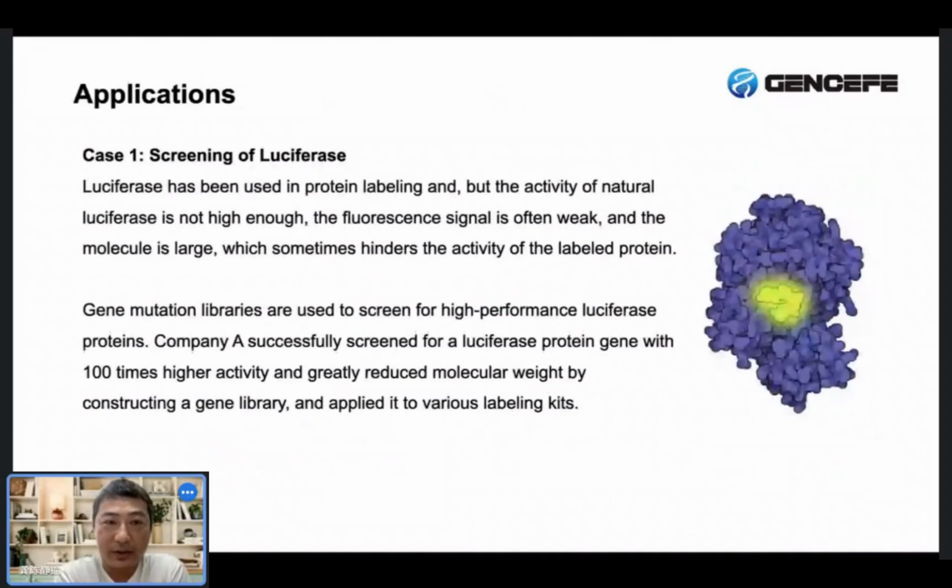So here is an example of the use of a mutant library to modify an enzyme. Here is luciferase. Luciferase is widely used in kits to track protein movement in cells. Previously, the wild type of this enzyme was very weak. It gave very weak signals in the experiment. There's a company that tried to make mutant libraries and did a large-scale screening of this protein, and finally they got a mutant luciferase, which has 100 times higher activity, and with reduced molecular weight. So this is a very successful application of the mutant library used in the modification of protein activity.